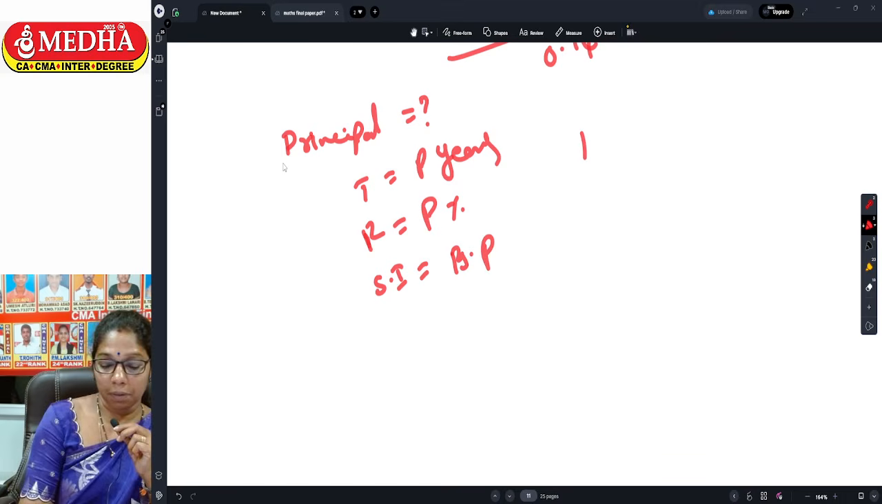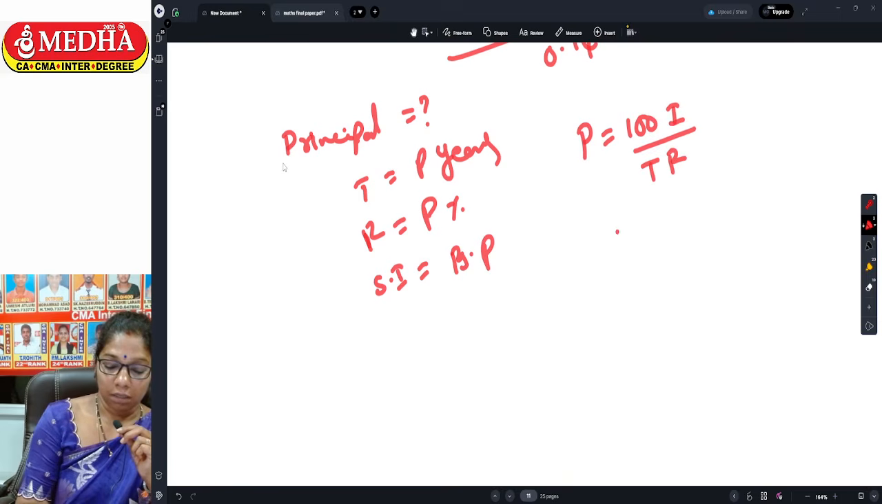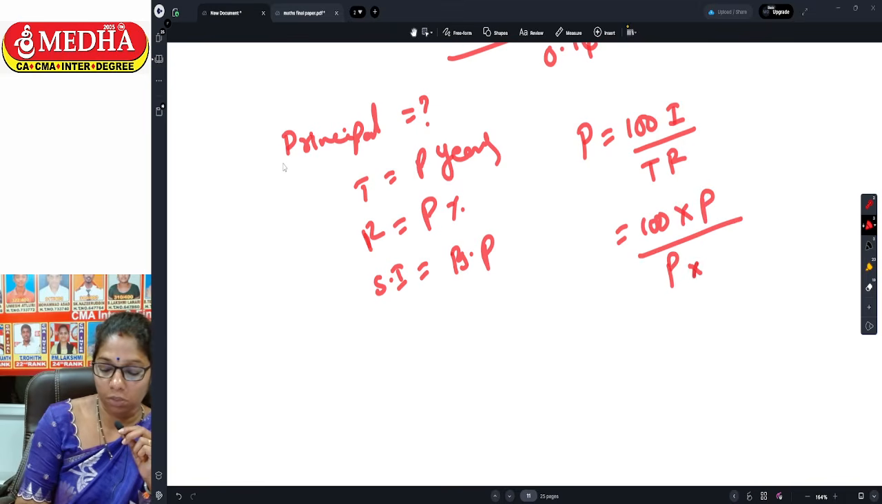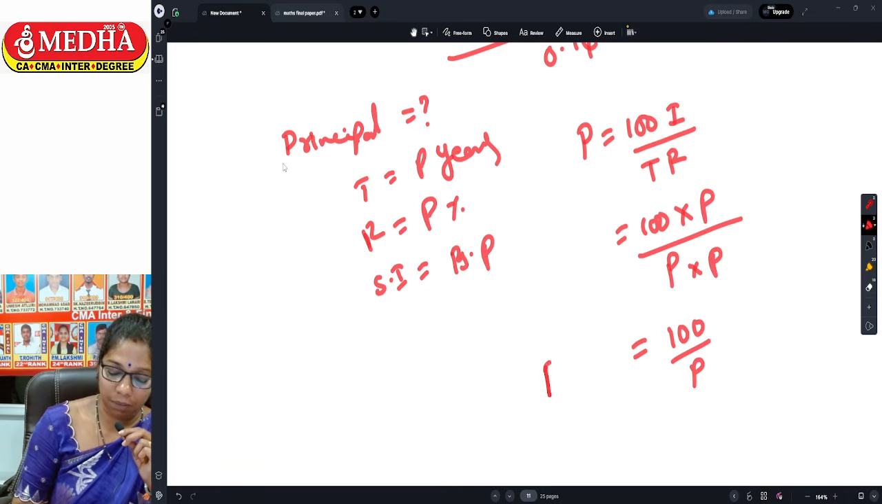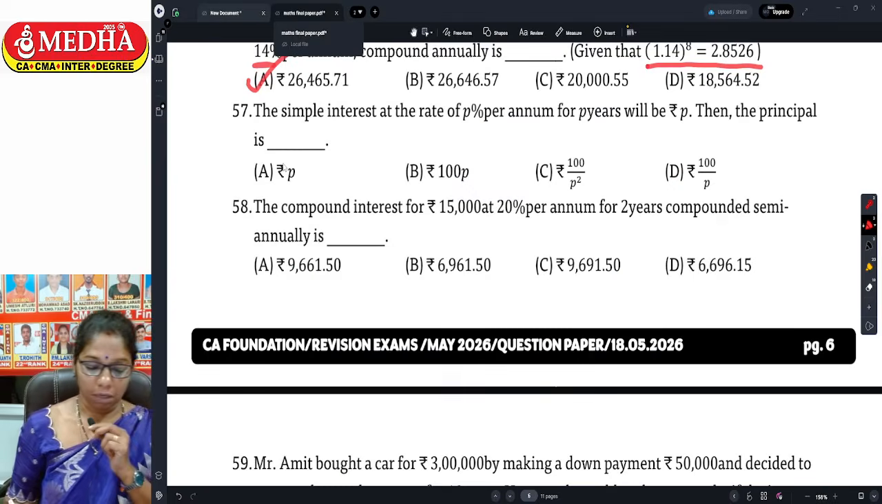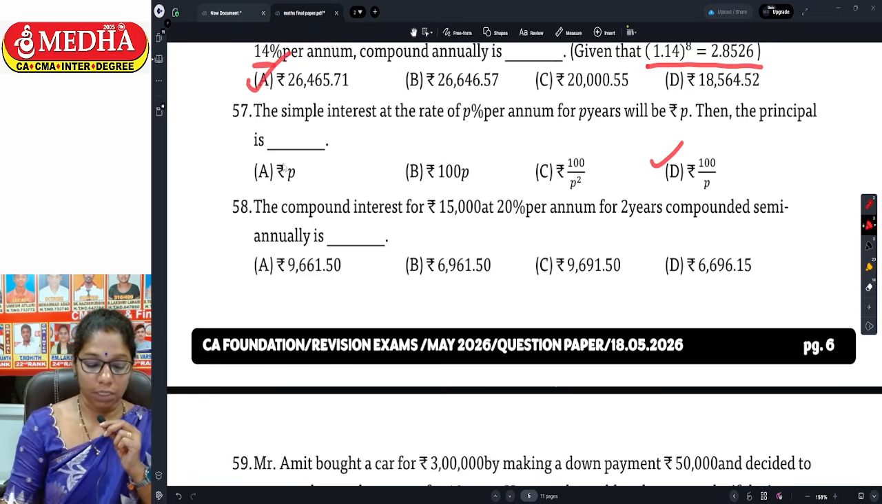Find the principal. Principal is equal to, we know that, 100 I by TR. That is 100 into interest P by time P and rate also P. So final one is 100 by P is the principal. Principal is equal to rupees 100 by P. 100 by P is the solution, that is option D.